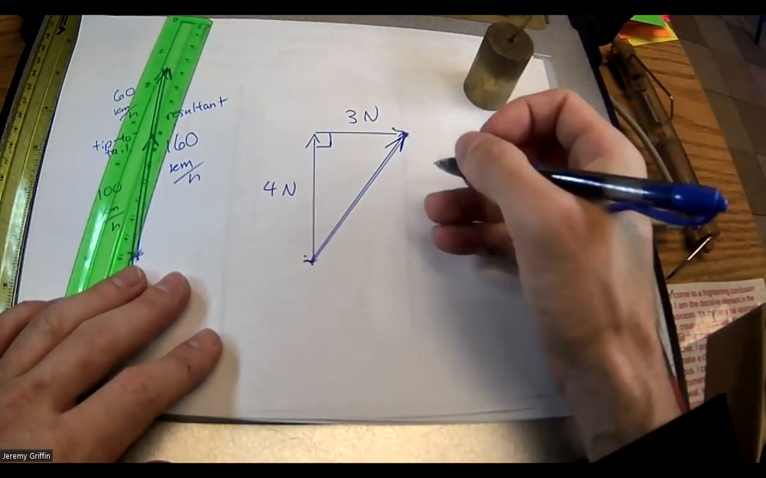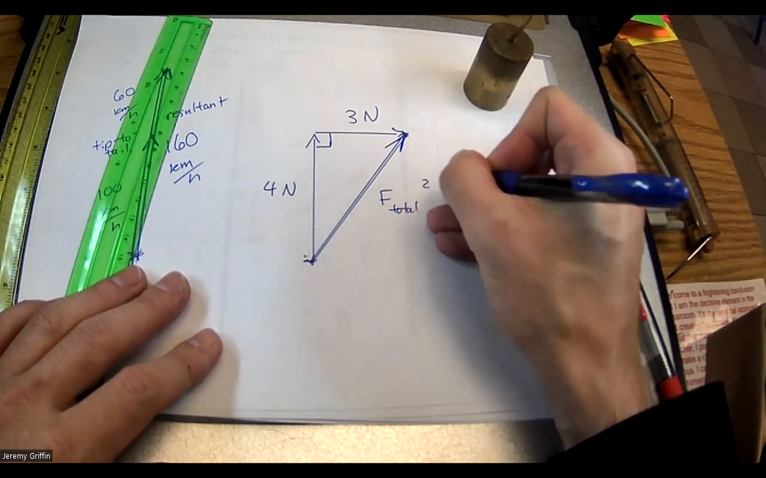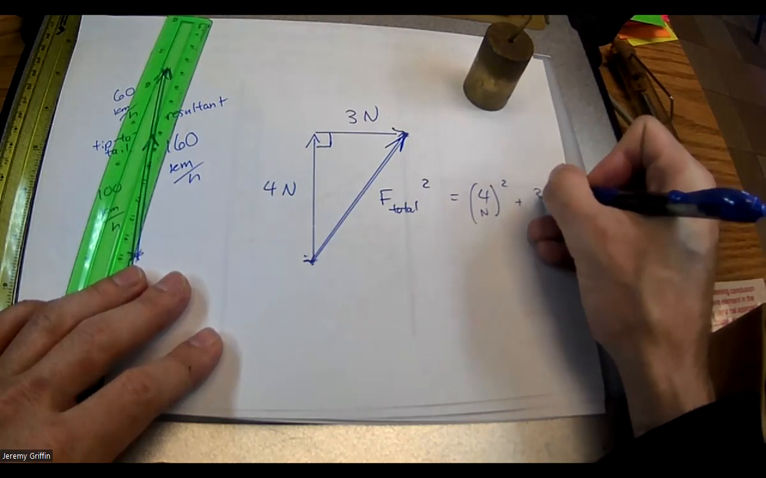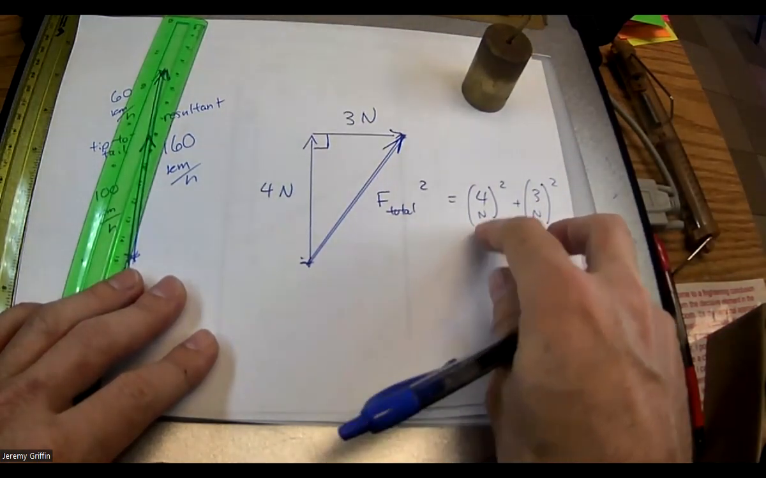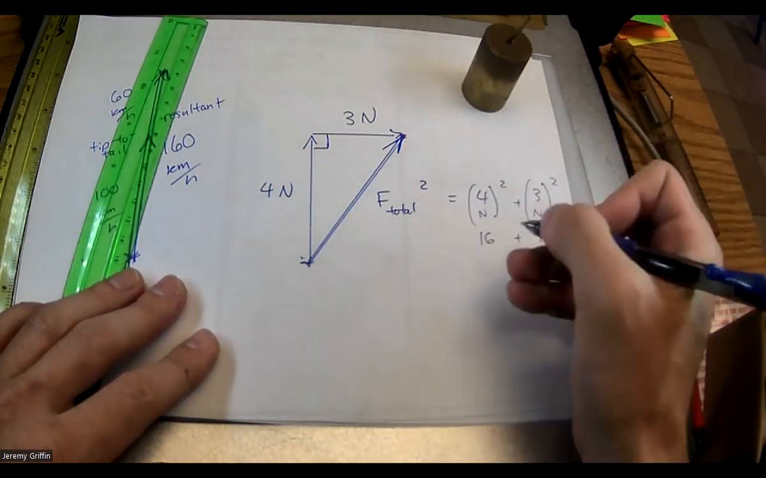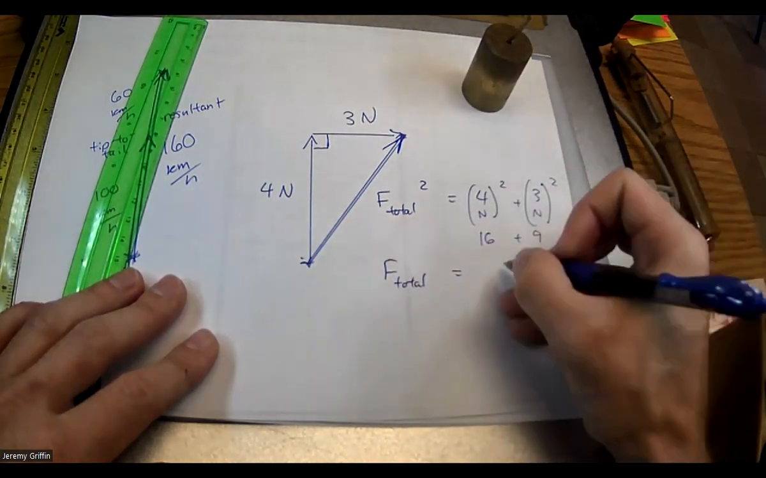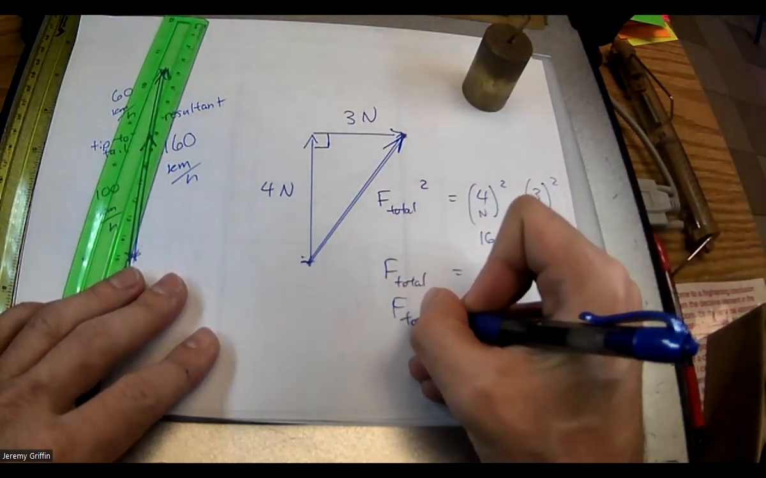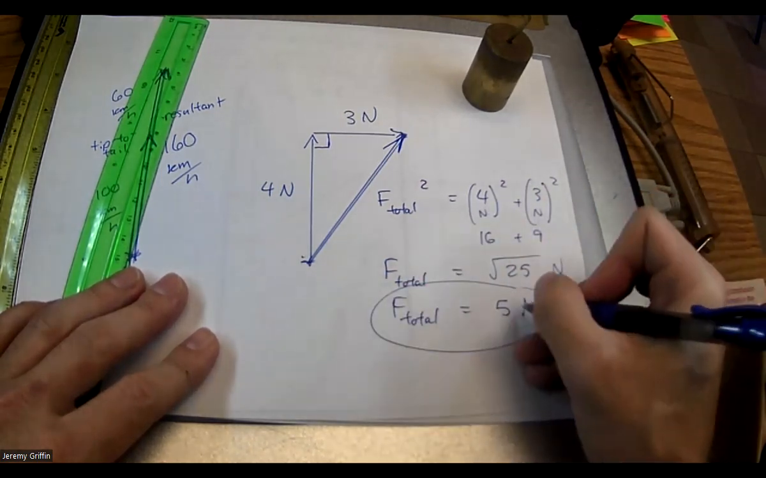You guys remember the Pythagorean theorem? Right, so if I do force total squared equals 4 newtons squared plus 3 newtons squared, right? 16 plus 9. Is that 25? Then square root both sides. F total is the square root of 25, which is 5 newtons. All right.